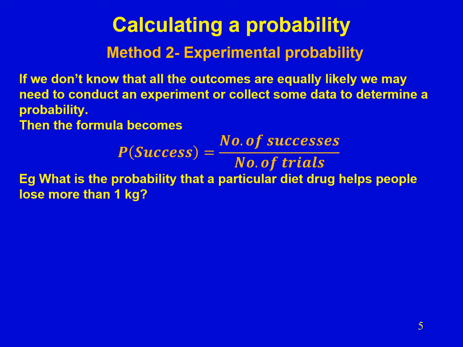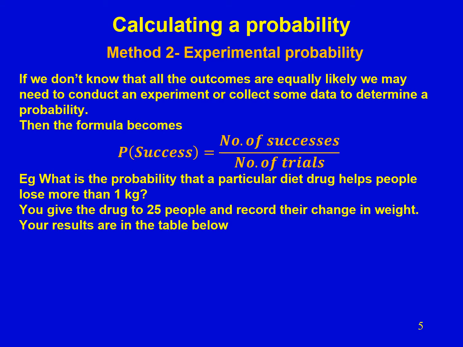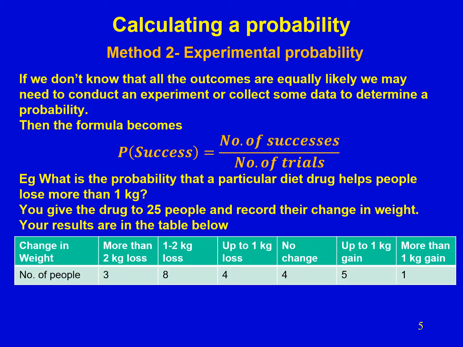So let's imagine you wanted to find out the probability that a particular diet drug helps people lose more than 1 kilogram in weight. So you give the drug to 25 people and record their change in weight. And you find this. You find that 3 people lose more than 2 kilograms, 8 people lose 1 to 2 kilograms, and so on.